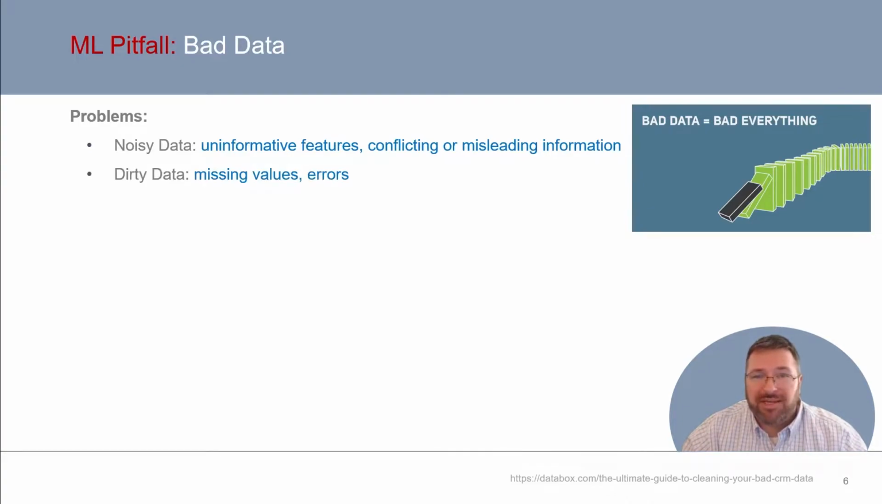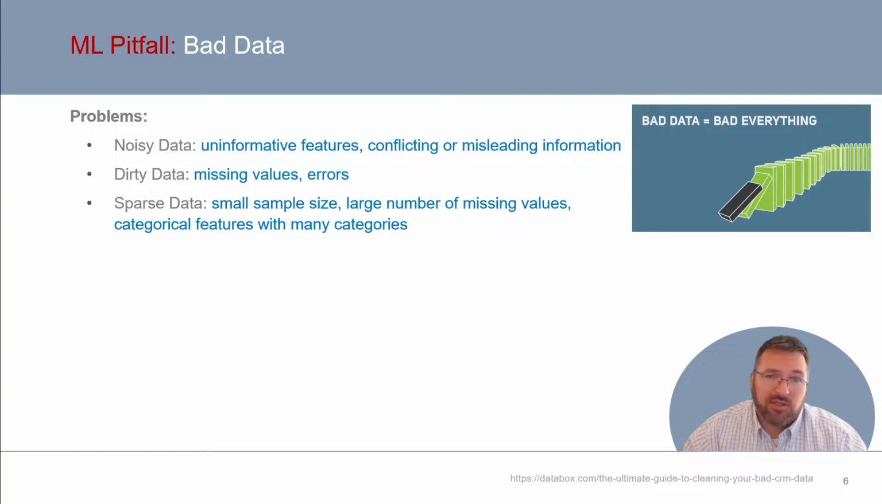Data can also be dirty, and by this I mean that it can include missing values or errors in values that don't reflect the true values at the time of collection. Furthermore, data can be sparse, meaning that the sample size might be sparse, there could be a large number of missing values, or you could have categorical features with a large number of possible categories. For example, a feature like zip code, with many possible unique values across the country.